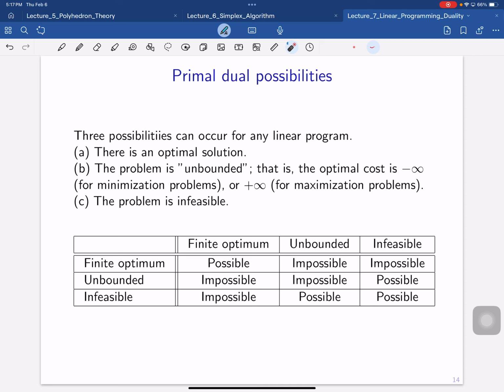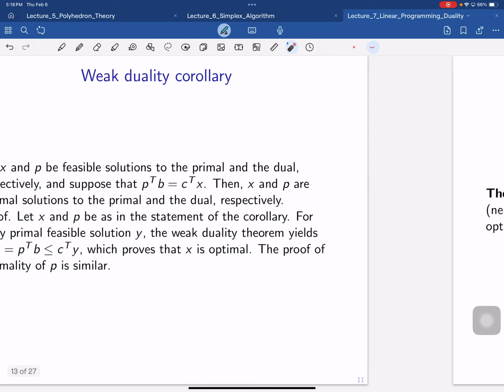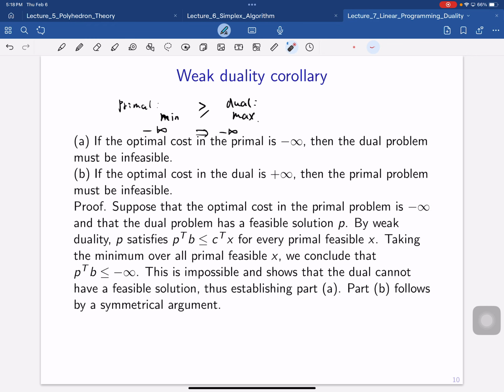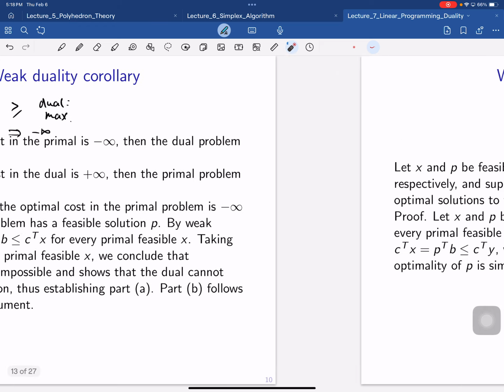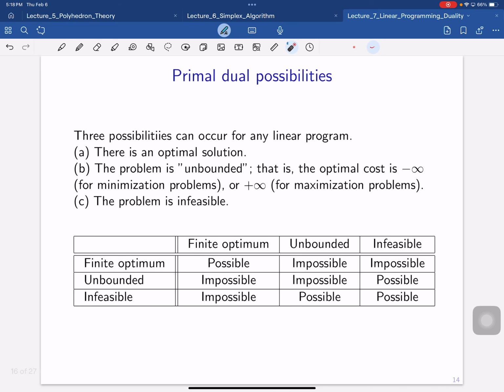So first of all, let's talk about the unbounded case, right? Remember, we have this weak duality theorem. Whenever the primal is unbounded, or the dual is unbounded, the other must be infeasible. That's what weak duality tells you. So if one of these is unbounded, then the other must be infeasible. That's the only scenario that can occur.